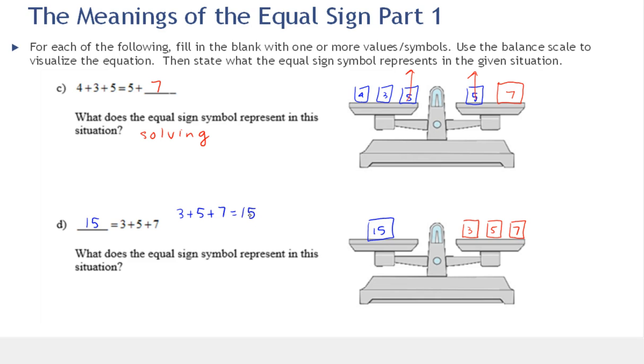You don't need to know the fancy name, but you basically need to know that with an equal sign, you can change what side both of the expressions are on, and it's still equal. Okay. So here we were just computing, so we would say we'll use simplifying.